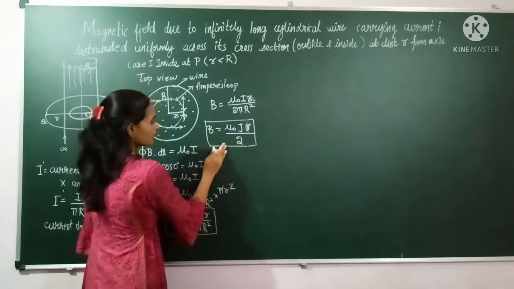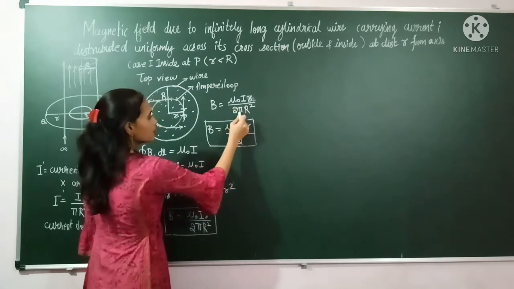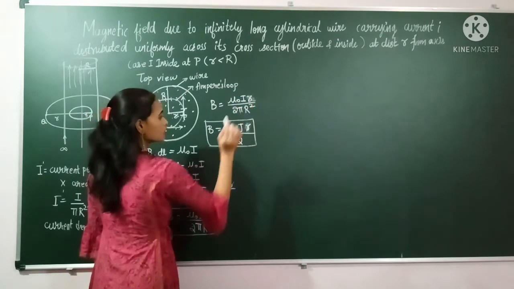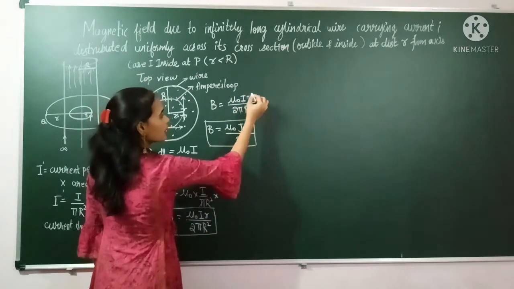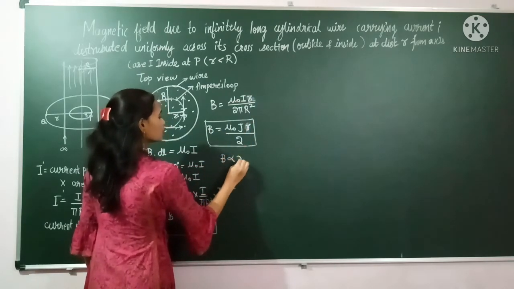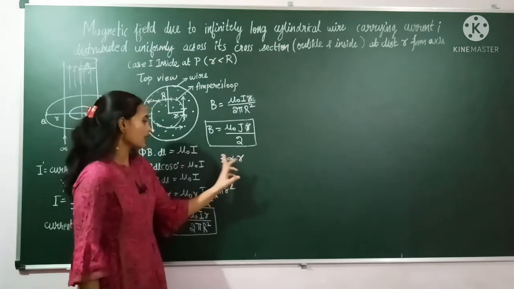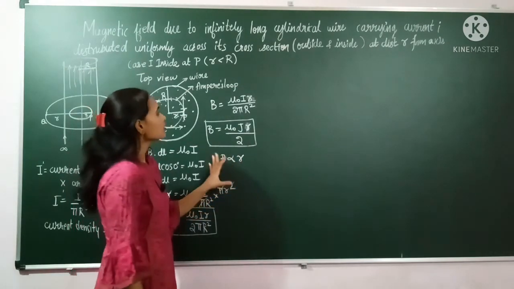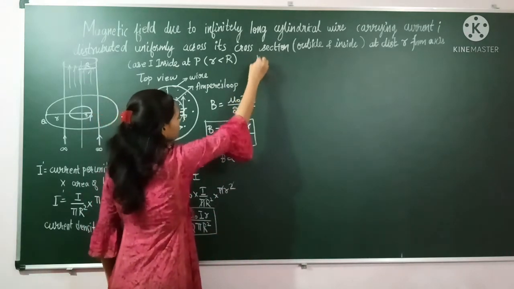Now in this case, mu naught divided by 2 pi is constant, I is also constant, and this capital R is also constant. Only this small r is variable. So we take B is directly proportional to r. As this r increases, the magnetic field also increases. So this is about the first case.